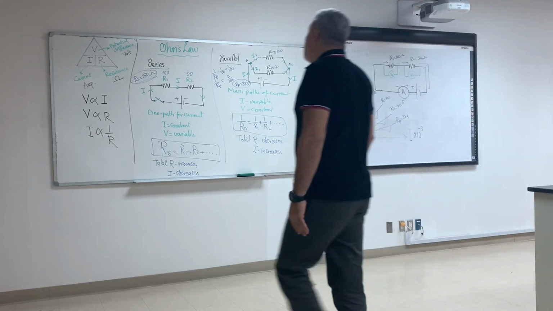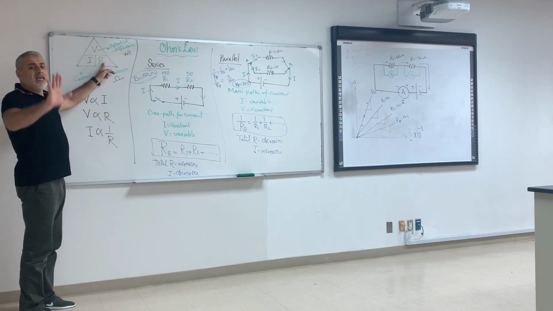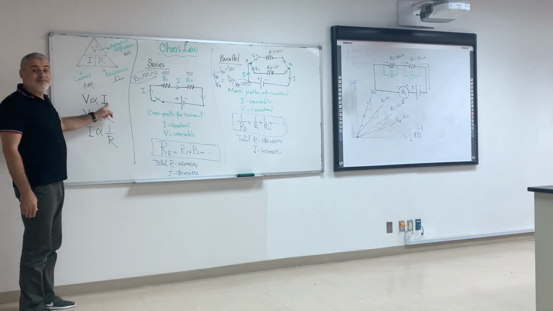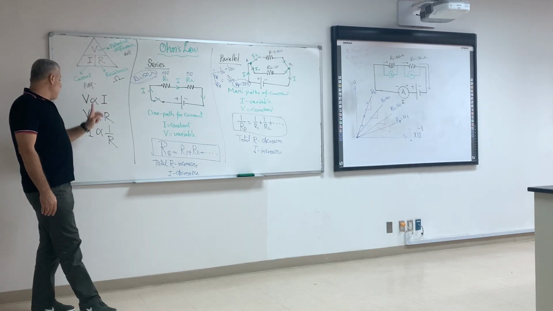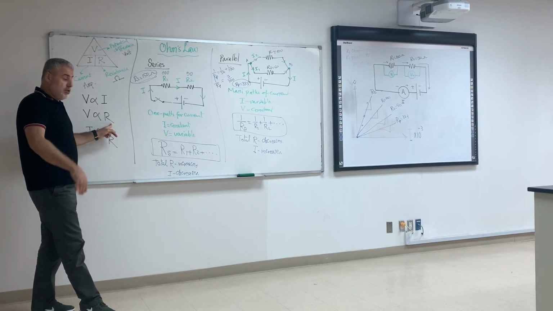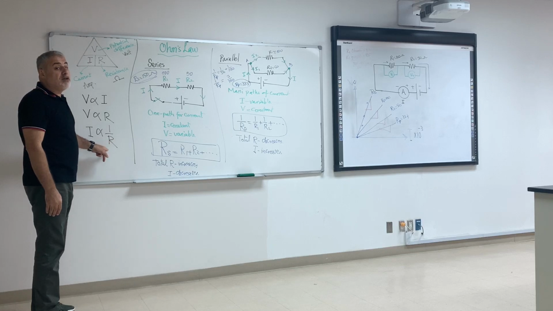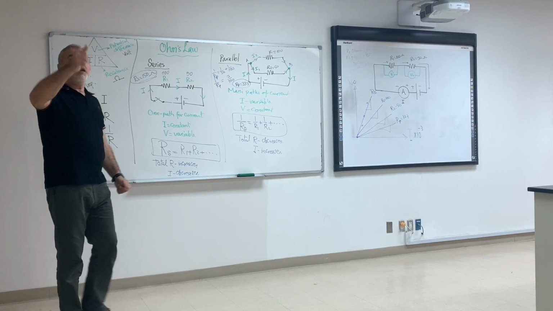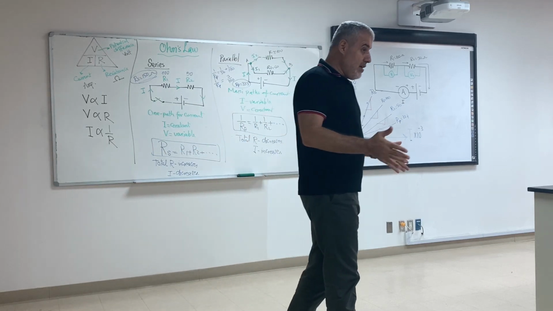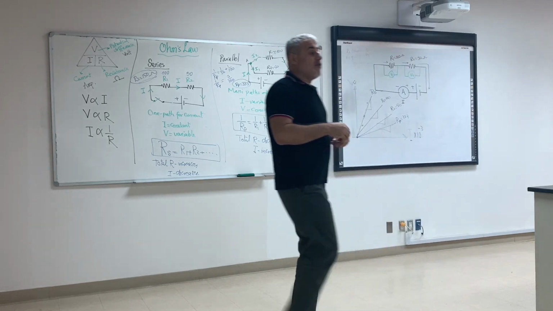If we just watch this formula, V equals IR, it's clear that V and I are directly proportional. Also, V and R are directly proportional. When I say direct, I mean both increase or both decrease. Now, I and R are inversely proportional. More R means less I, and vice versa. Is that okay? So we can extract this idea from this formula.